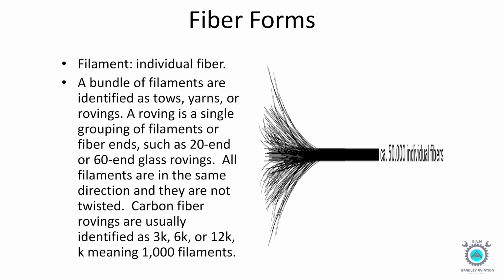Fiber forms. Filament: an individual fiber. A bundle of filaments is identified as tows, yarns, or rovings. A roving is a single grouping of filaments or fiber ends, such as 20-end or 60-end glass rovings. All filaments are in the same direction and they are not twisted. Carbon fiber rovings are usually identified as 3K, 6K, or 12K, K meaning 1,000 filaments.